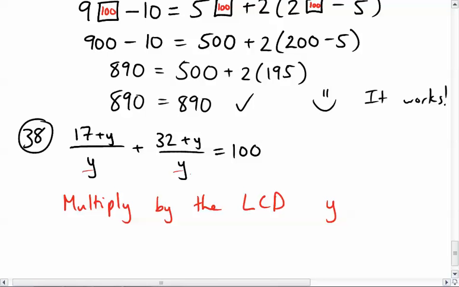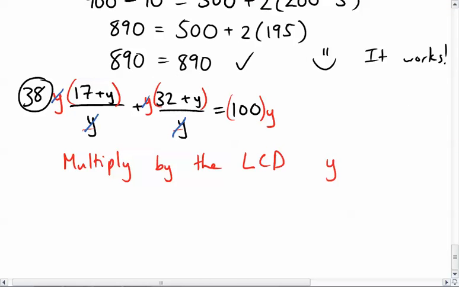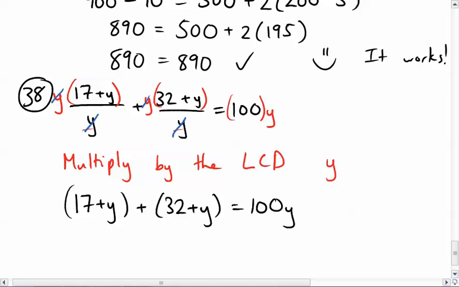So we've got three different terms. We have this term, we have this term, and we have the right side. So everything needs to get multiplied by y. And the really nice thing about that is because on the first term we've got y on the top and y on the bottom, they cancel. So now those fractions have no y's in them anymore. So we're left with 17 plus y and 32 plus y is equal to 100y. The last y can't cancel because it doesn't have a y in the bottom of the fraction.